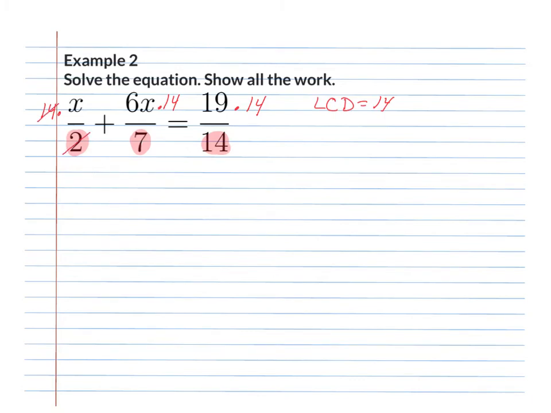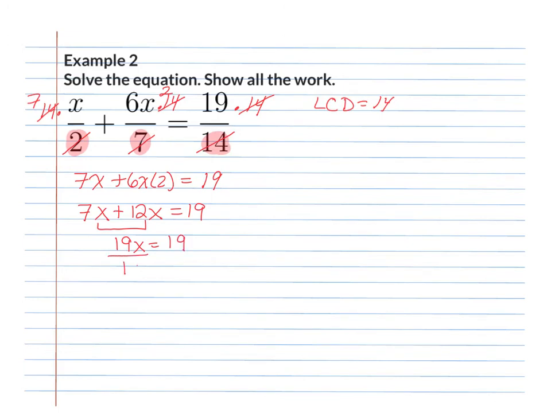So 2 goes into 14 7 times, so I have 7x. 7 goes into 14 twice, so I have plus 6x times 2. 14 reduces with 14, and it's just 19, or 19 times 1. I'm going to now simplify this equation, and I'm going to get 12x is equal to 19. I'm going to combine like terms right here, and I'm going to get 19x is equal to 19. Divide both sides by 19. And I'm going to get that x is equal to 1.